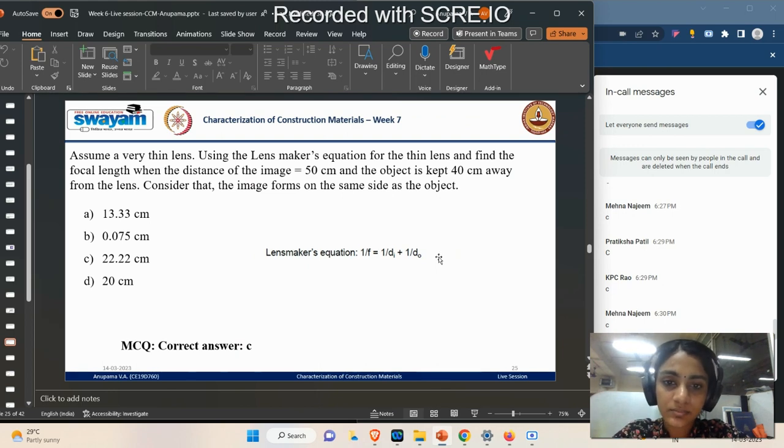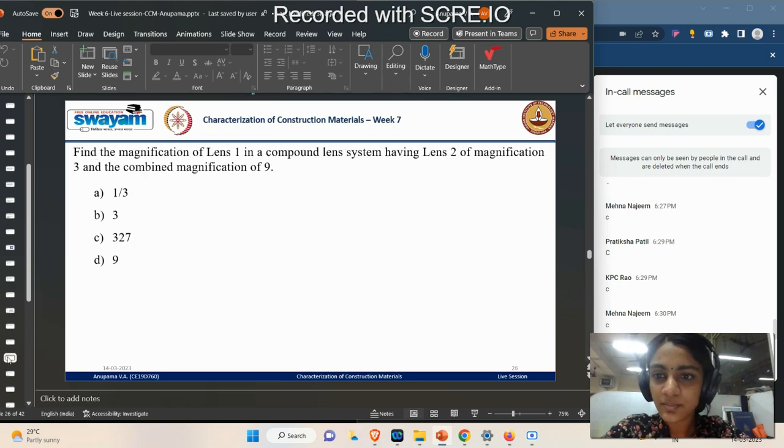Ma'am, can I ask one doubt here? Yeah. Here, since it is said the image forms on the same side of the object, we are adding. If it is on the opposite side, then the equation will be changing to subtraction. Yeah, that will be changing. Instead of addition, the subtraction formula will be applied, 1 by f is equal to 1 by di minus 1 by do. Yeah, that is depending on the direction in which you take it. Okay, ma'am. So that is why the last line is important, that it forms on the same side. Okay, so let's move to the next question.